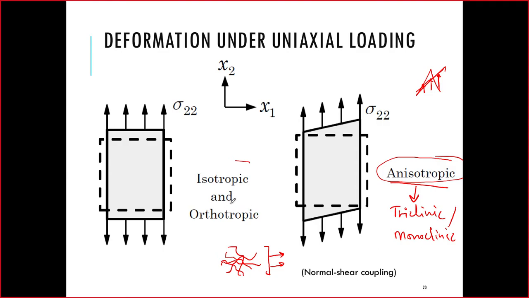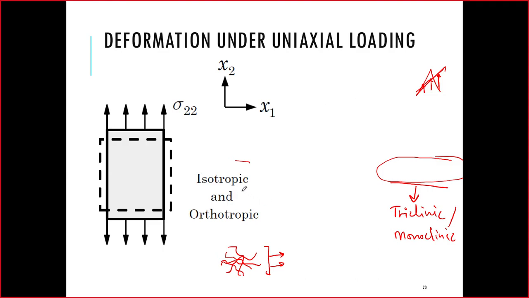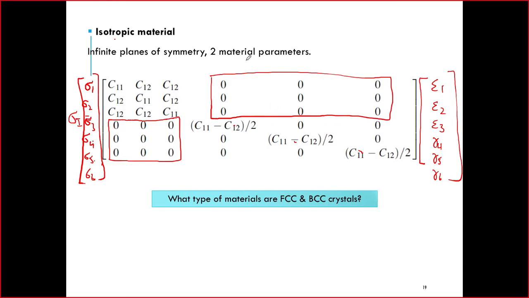Okay, right, so I hope that clarifies. Any other questions regarding all these material symmetries and whatnot? So we have managed to come down from our 81 to 2 material parameters for an isotropic material.